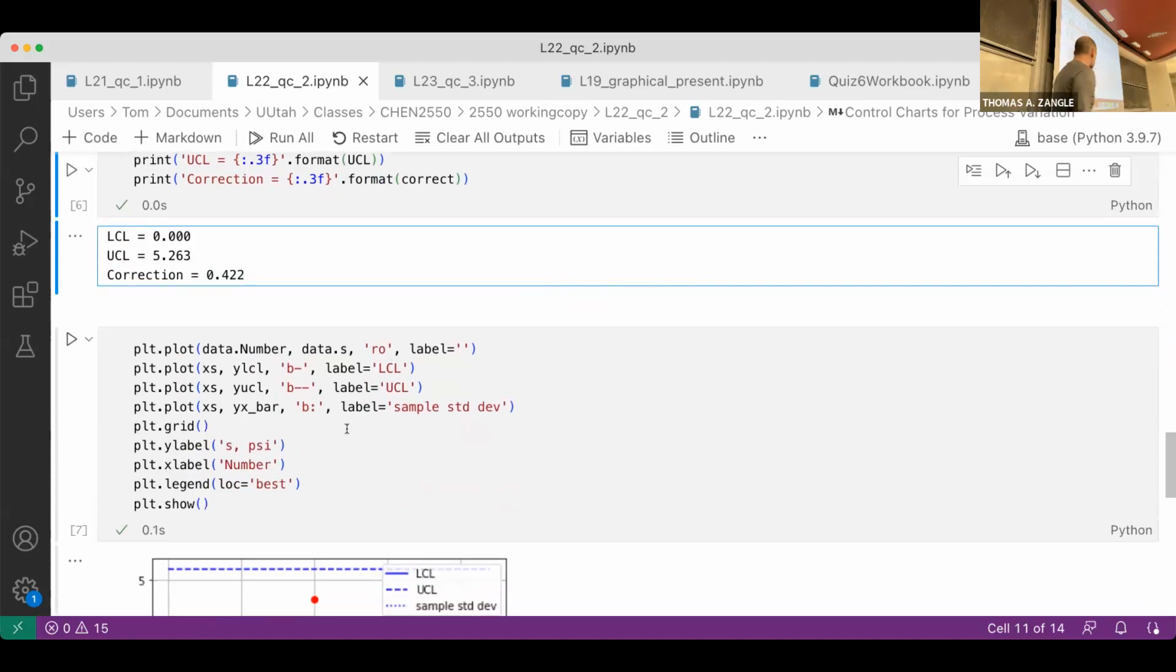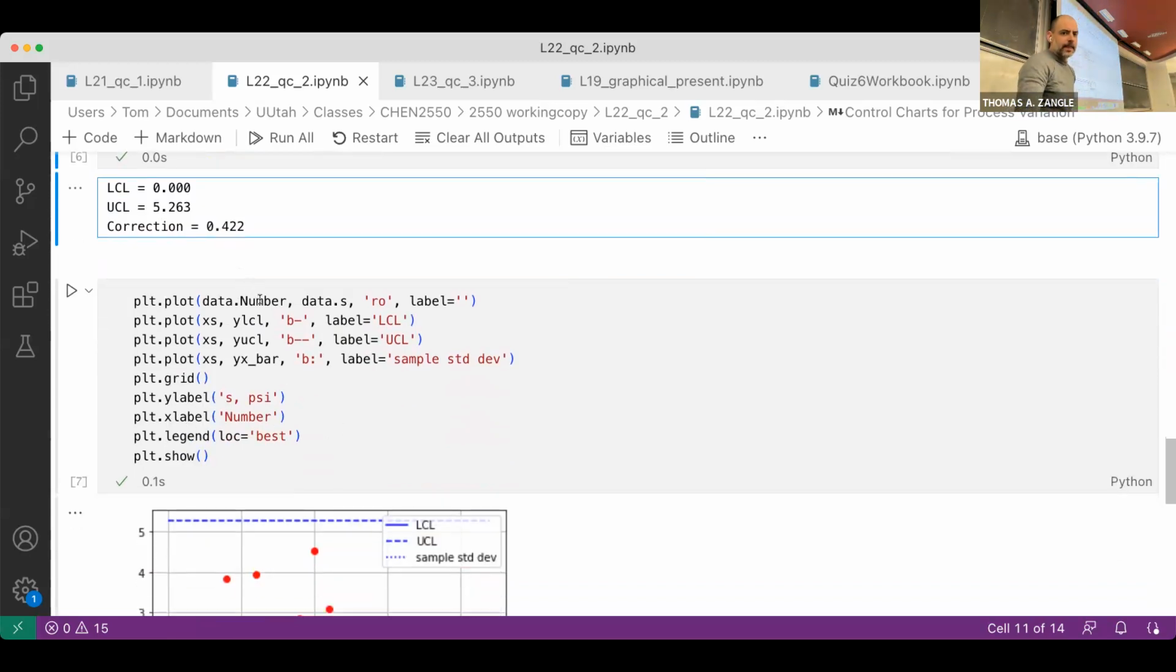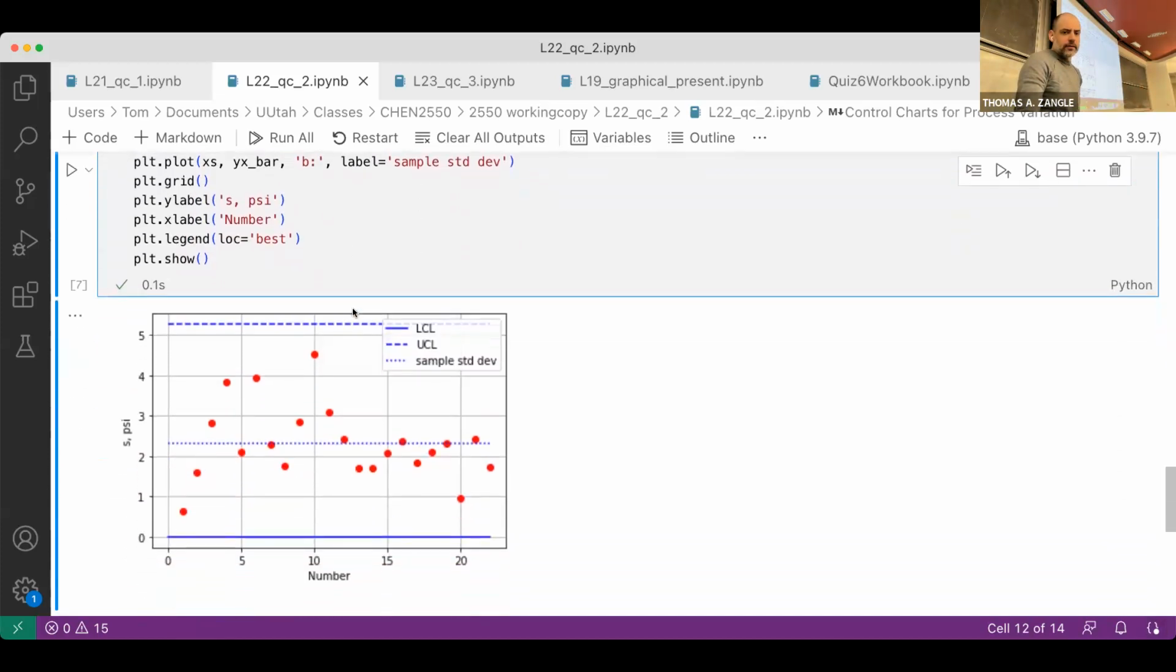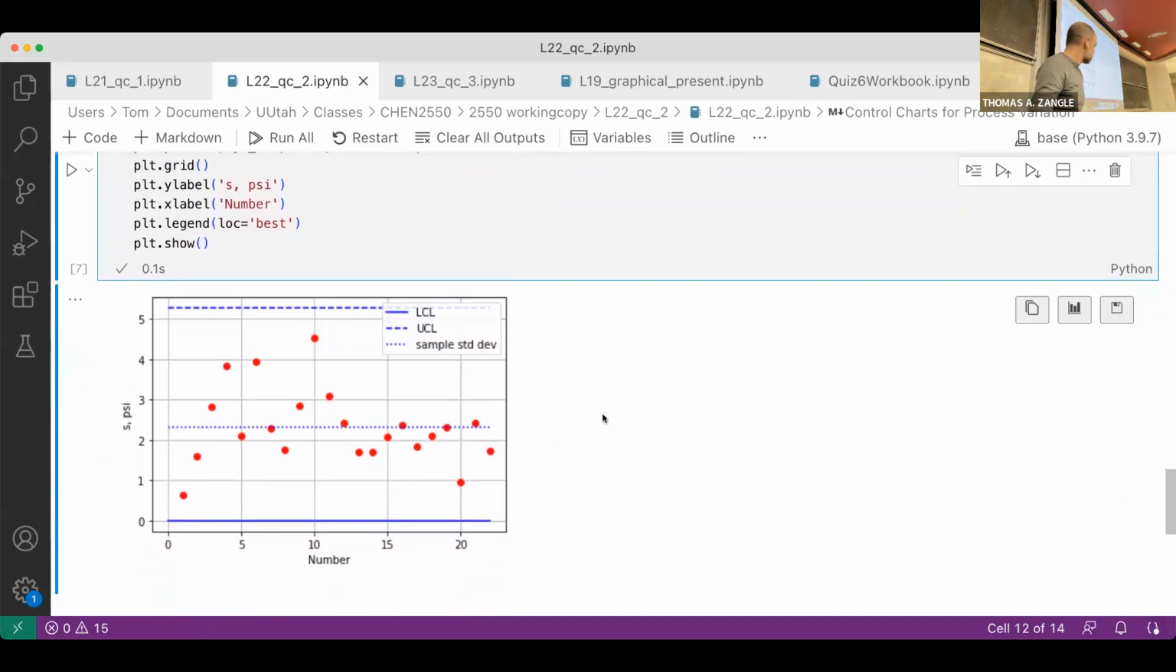And then again, we're constructing a plot very similar to what we did for the X bar chart, right? Except the difference is that now we call it an S chart because we're looking at the sample standard deviation. So we're going to plot the standard deviation for each individual observation period as a function of the number of observation periods, with our upper and lower control limits. And this is our result.